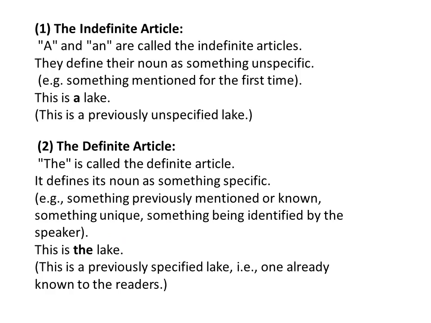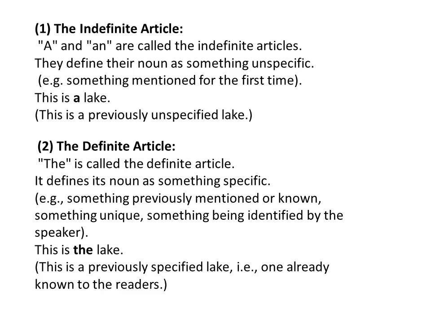Now, as I have already told you, the articles can be classified into two categories, the indefinite article and the definite article. In the indefinite article, A and AN are called the indefinite articles. They define their noun as something unspecific. Example, something mentioned for the first time. This is a lake. This is a previously unspecified lake. That's why we say, this is a lake.